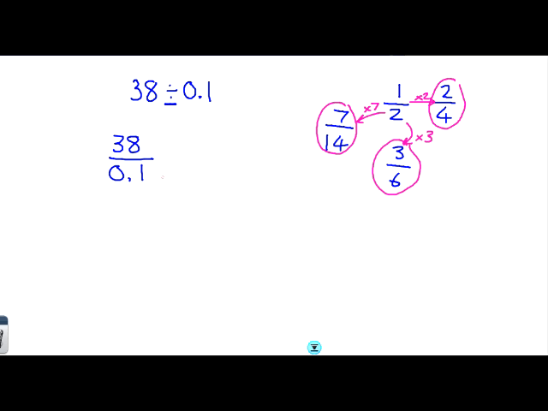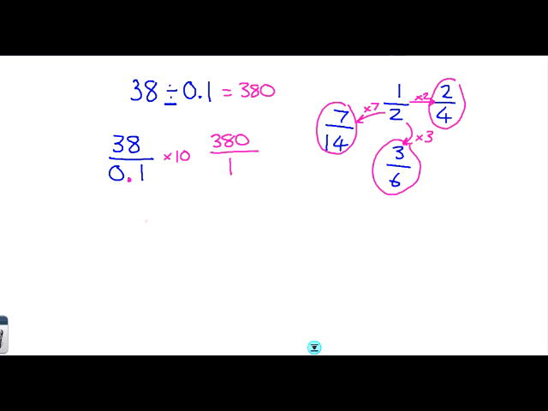Now, what you need to start thinking about is, how can I remove this? You need to use the easiest mathematics that we know, and that's timesing by powers of 10. So watch what happens if I times this by 10. I have 38 times 10, which would be 380, and I have 0.1 times 10, which is 1. So that means the answer to this is 380. It's as simple as that.